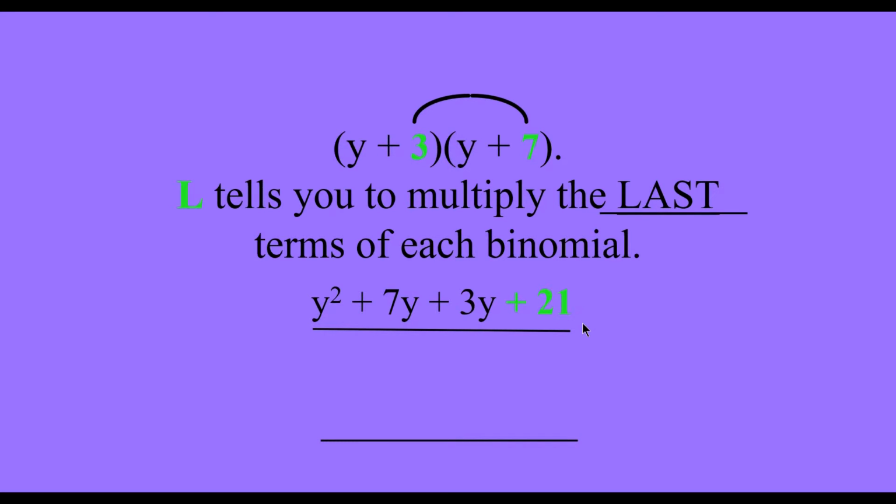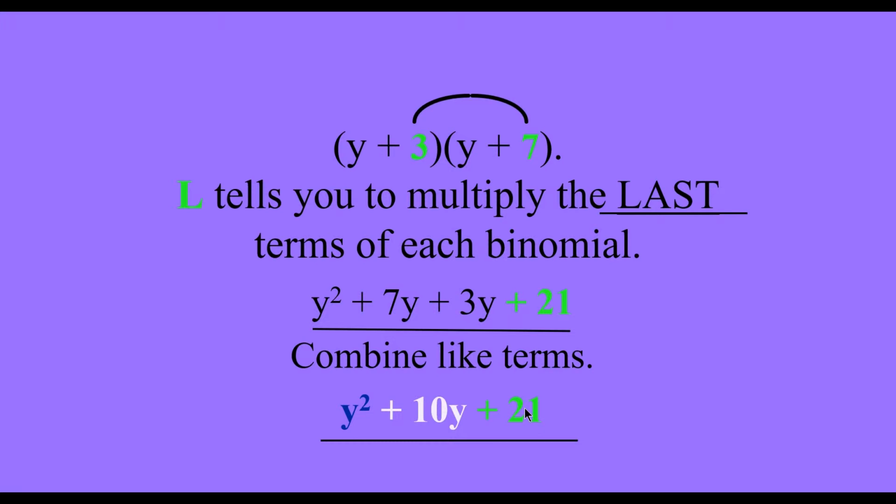You're not done, because in math you absolutely are not finished till you've combined like terms. And you can see we have a term with a y and a term with a y, so you have to put them together. It's like having kittens. I got 7 kittens, I got 3 kittens. I'm not done till I have 10 kittens. So your final answer, after you combine like terms, is y squared plus 10y plus 21.